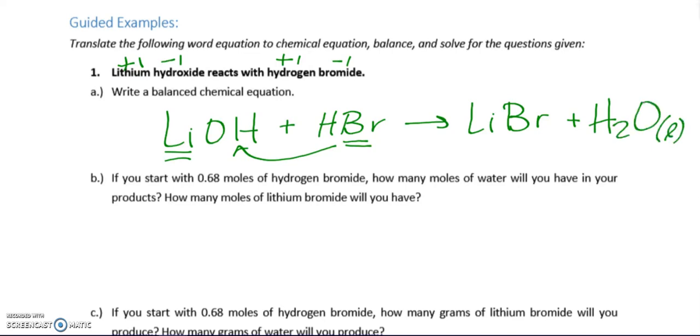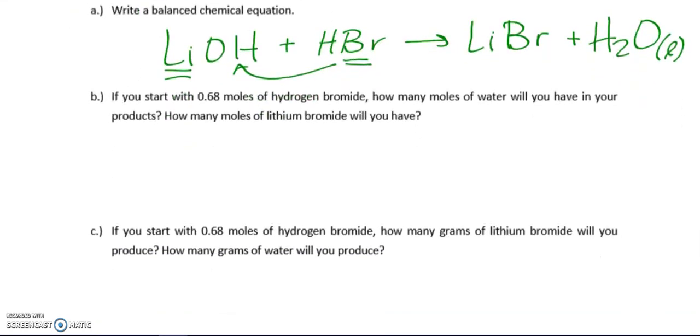So now we have to balance. And I think this is already balanced. I think I have two hydrogens, one oxygen, lithium bromide. So the good news is these are all 1-to-1 molar ratios. It says if you start with 0.68 moles of hydrogen bromide, how many moles of water will you have in your products, and how many moles of lithium bromide will you have? So this is just going from moles to moles. You're given moles, so all you have to do is use the molar ratio.